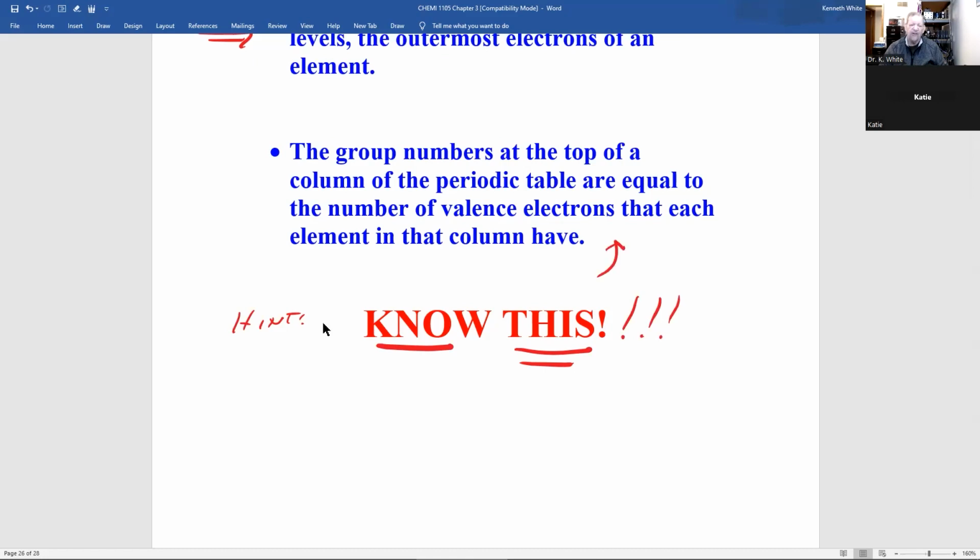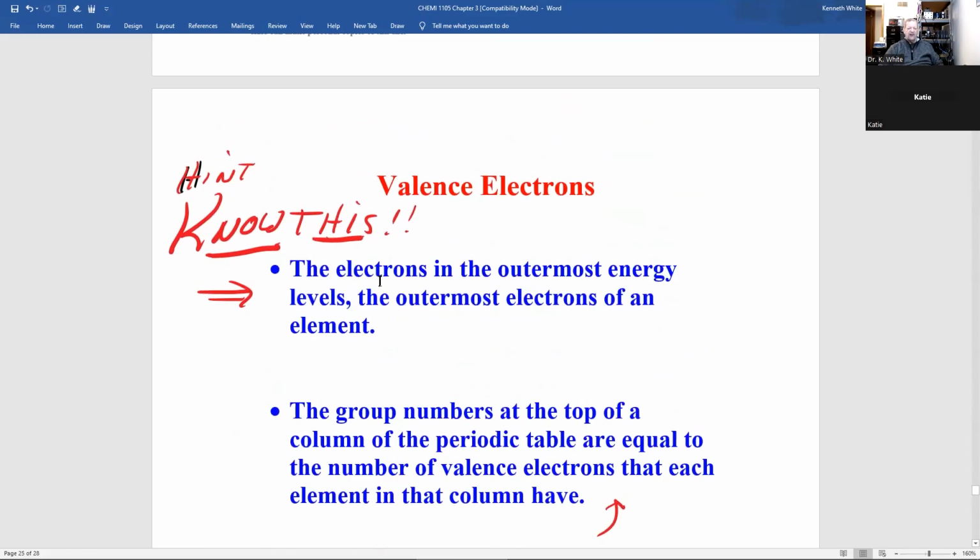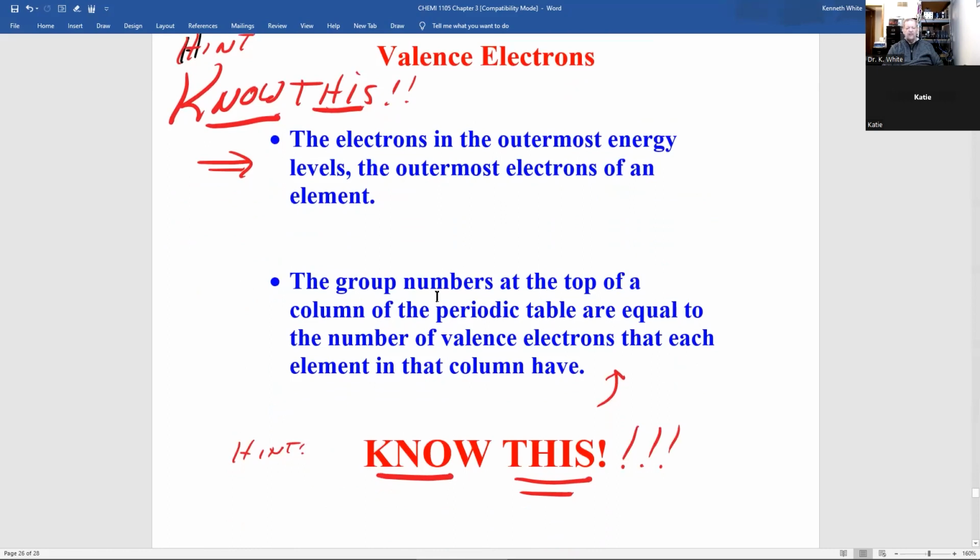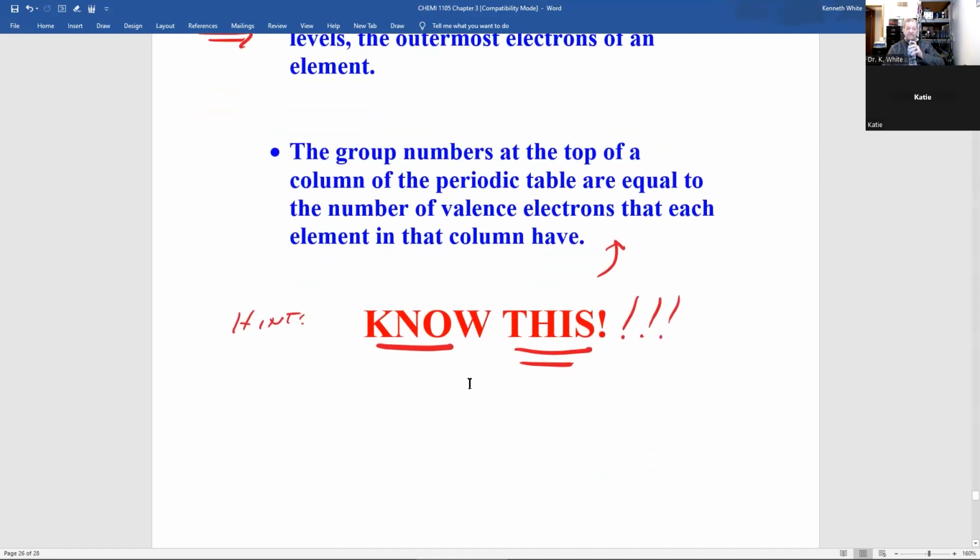You should know, 1, what is the definition of a valence electron? Those are the electrons in the outermost energy levels, or you can also say the outermost electrons of an element. And you should know, how do I find the number of valence electrons in an element? The group numbers, the numbers at the top of the column of the periodic table, are equal to the number of valence electrons in each element in that column. Know this.